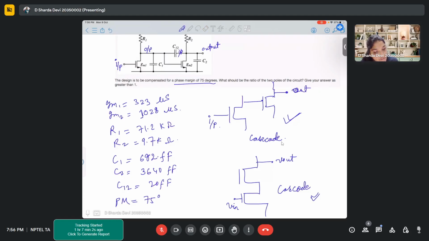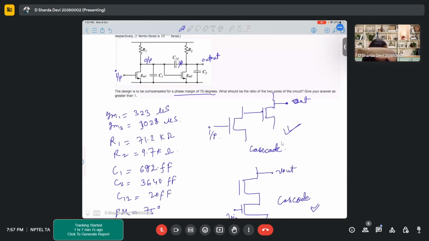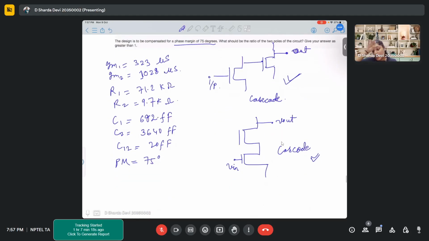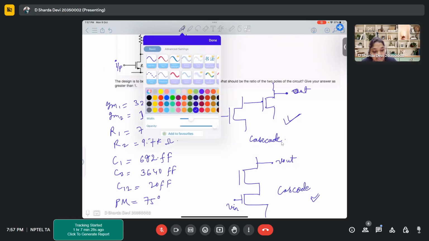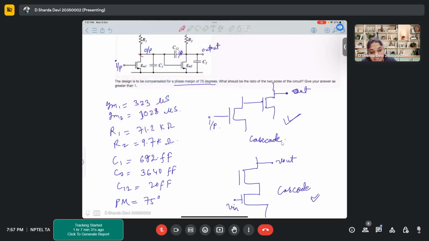75 degrees phase margin. What should be the ratio of two poles of the circuit? Give your answer: it should be greater than 1. Okay. So first of all, where are the two major poles that we will observe? What are the AC nodes that we see in this particular circuit? So this is the first AC node and this is the second AC node, correct? So you will get two poles corresponding to these two AC nodes.